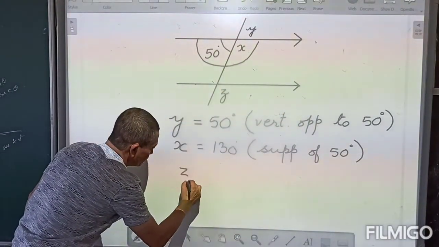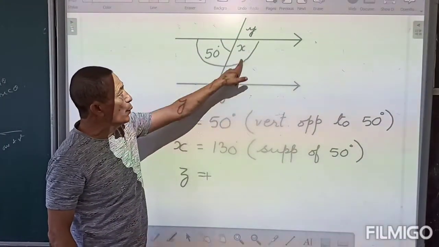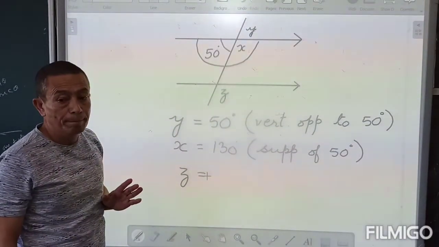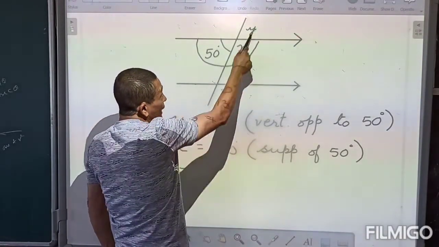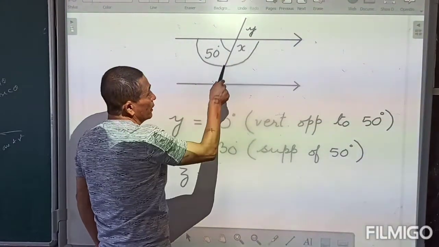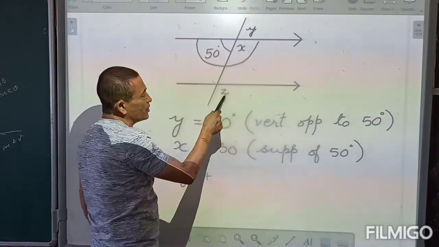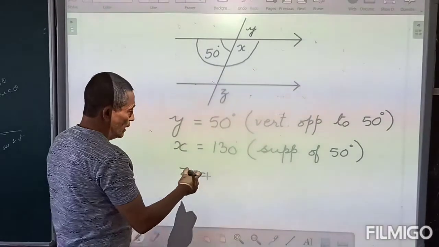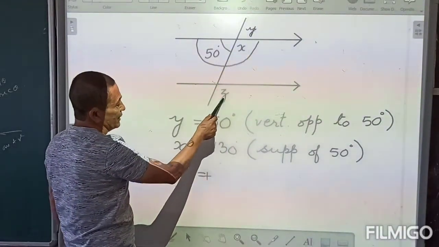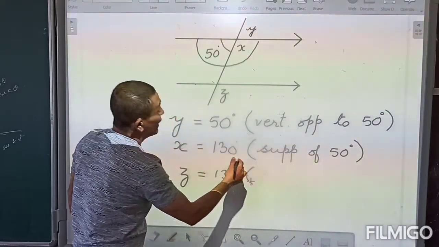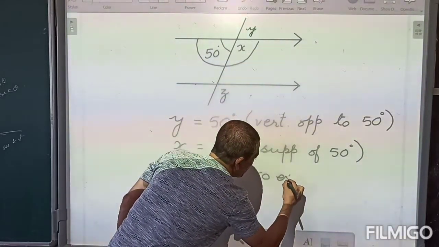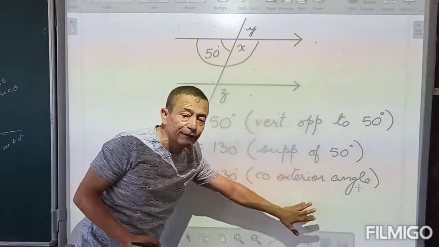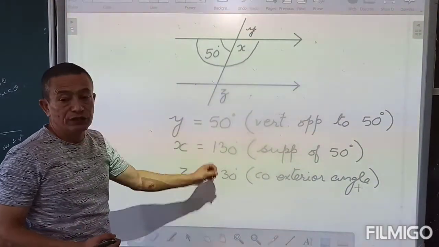Now looking at z, I can compare z with x. If I compare z with x, they are corresponding angles and corresponding angles are always equal. On the other hand, I can also look at z and y. Now, x and this angle here, they were co-interior angles. y and z can be called co-exterior angles. Co-exterior angles add up to 180 degrees. So I can say that if y is 50 degrees here, z will be equal to 130 degrees. I can compare it with y and say that this is co-exterior angle. Very important for us to give the reasons why these angles are of certain degrees.